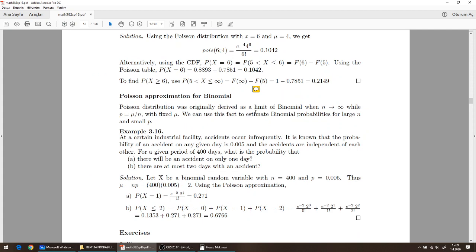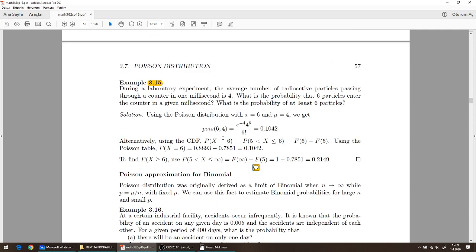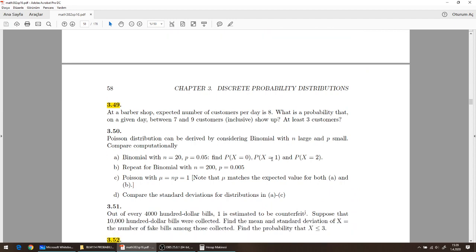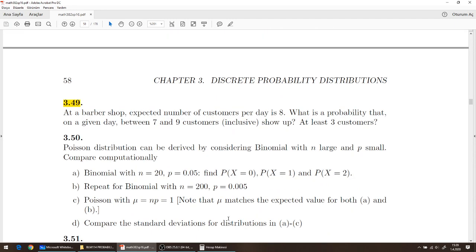Hi friends, this week we start with, yes, this is the example 3.15, the last example we had solved, and the next example is the 49th example. Let's start with it.